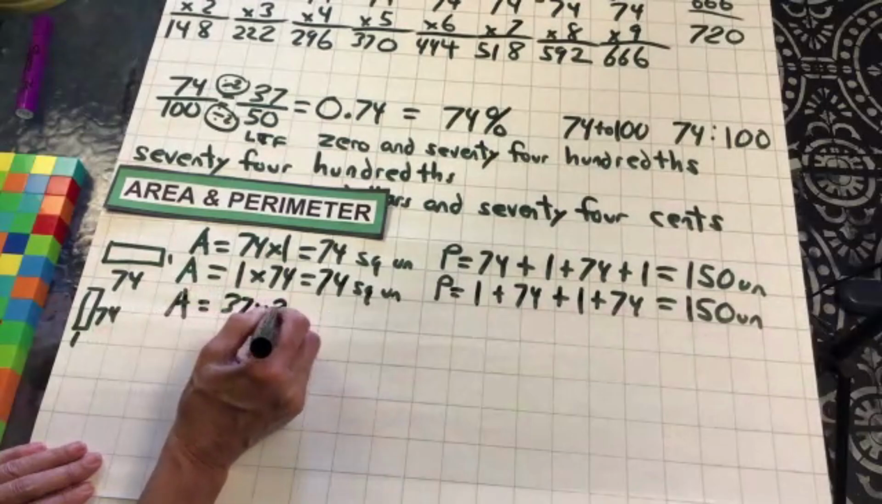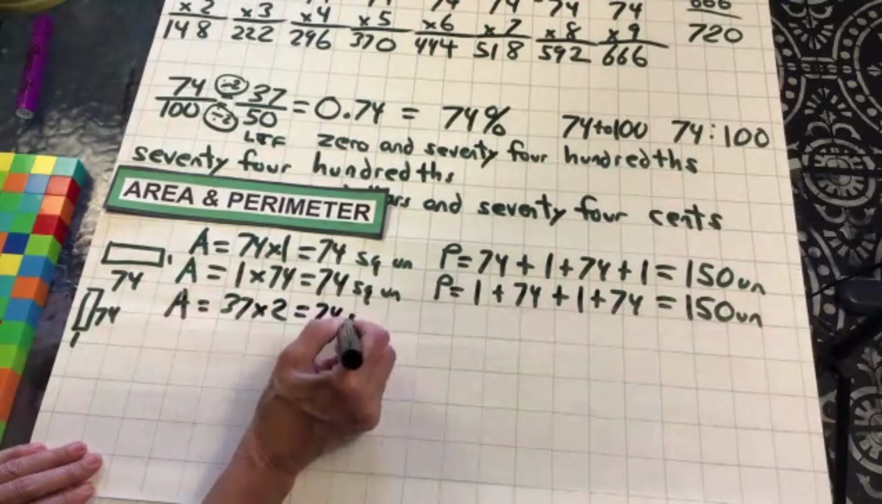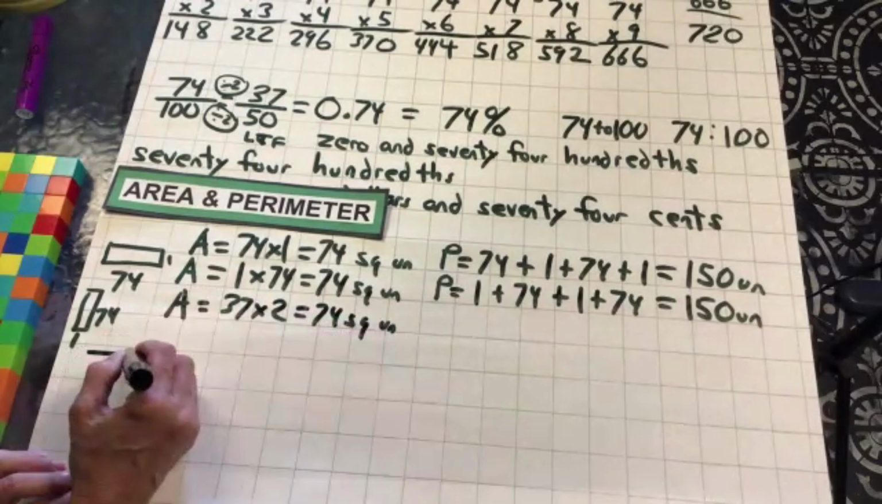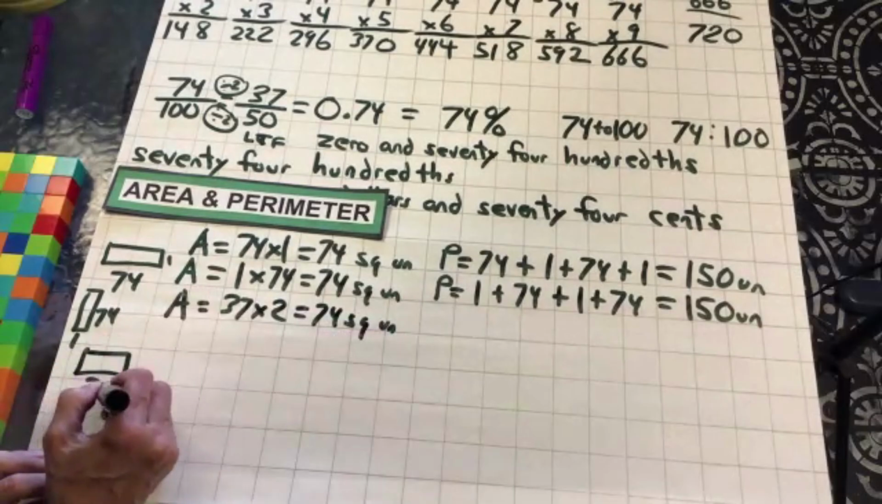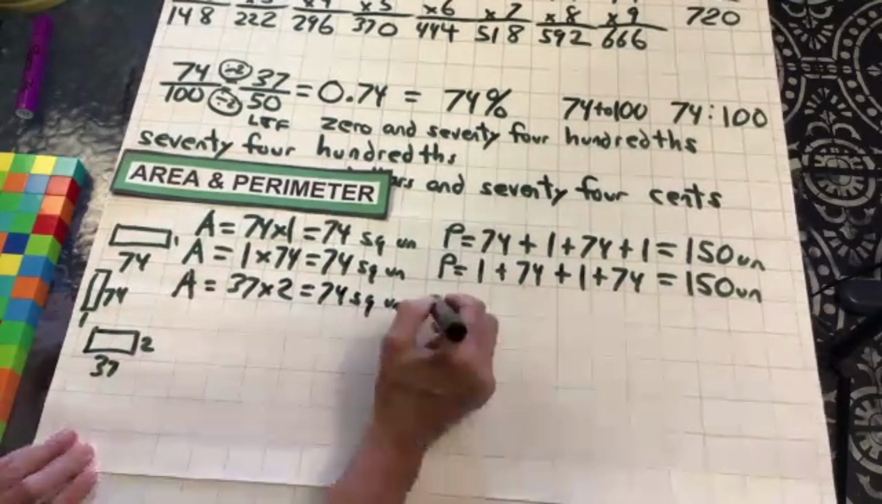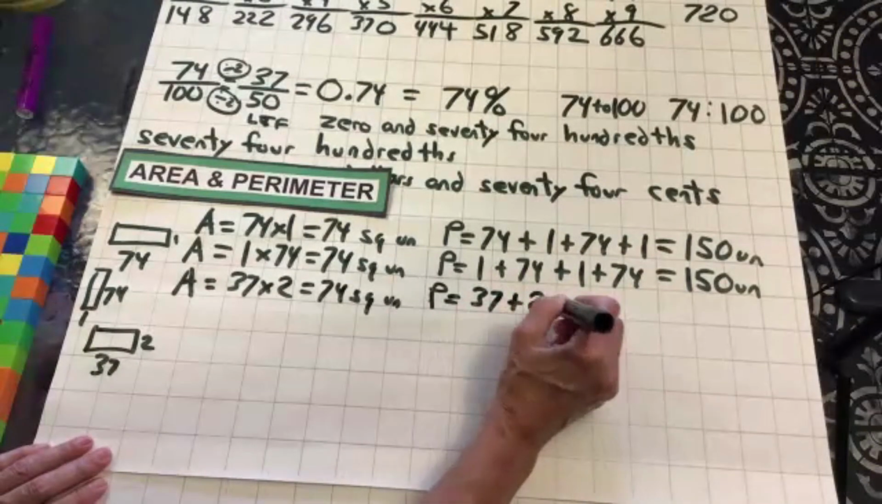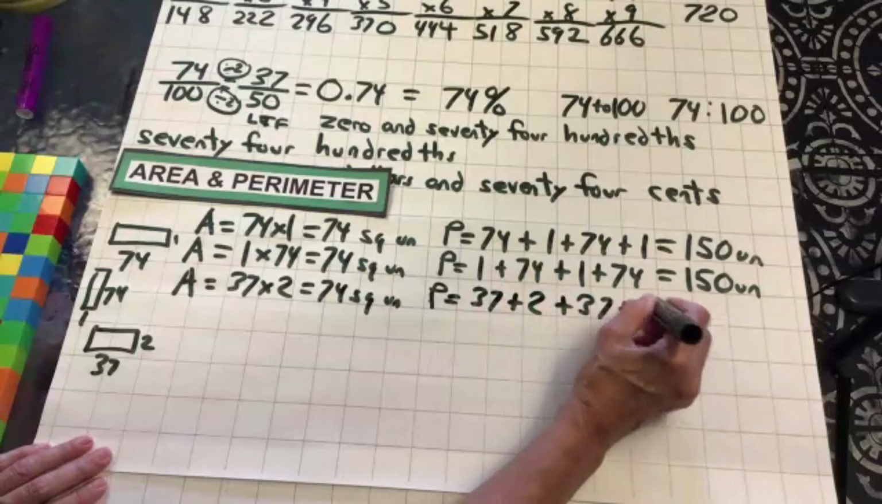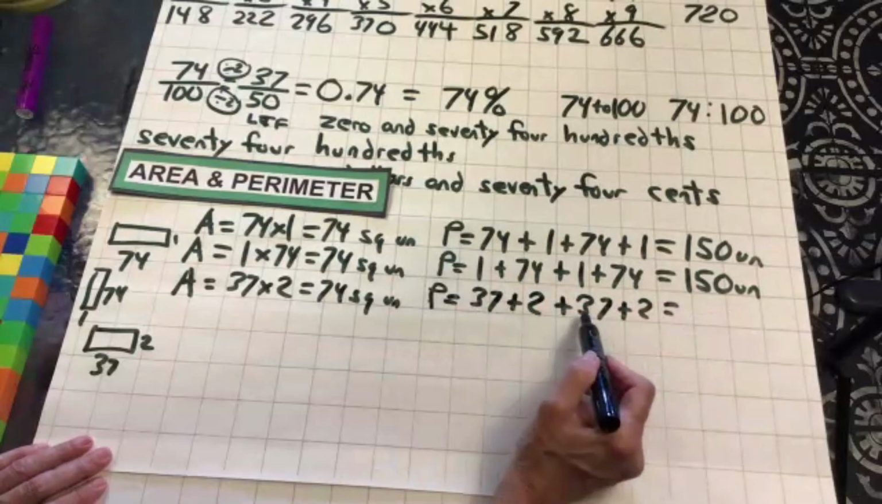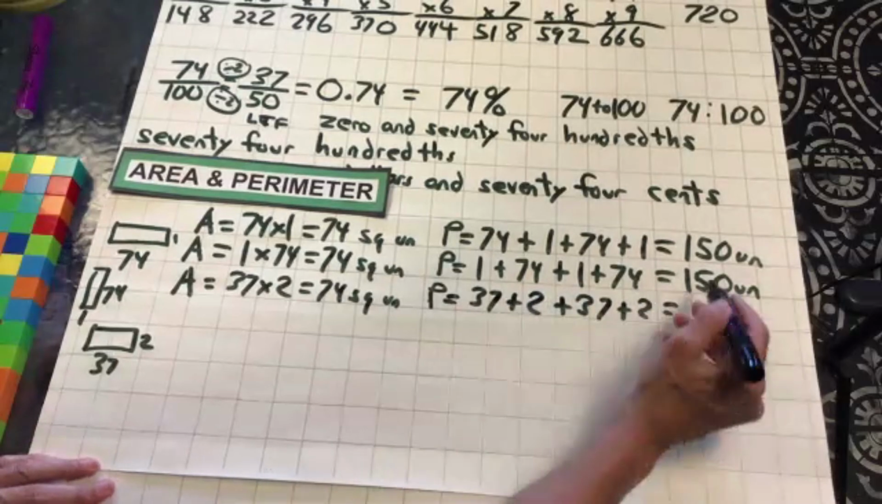Then we have the 37 by 2, which equals 74 square units. So that would be another rectangle. So we have 37 by 2. Perimeter would equal 37 plus 2 plus 37 plus 2 equals, well, we know 37 plus 37 is 74, 76, 78.